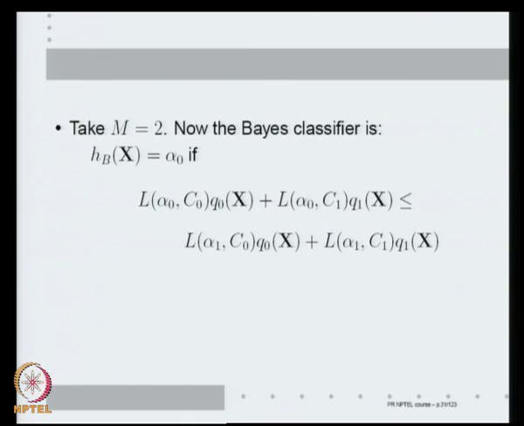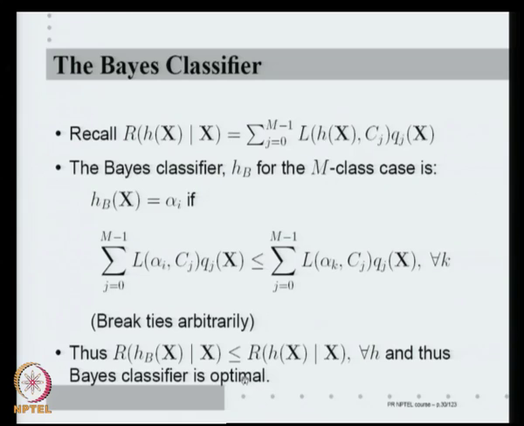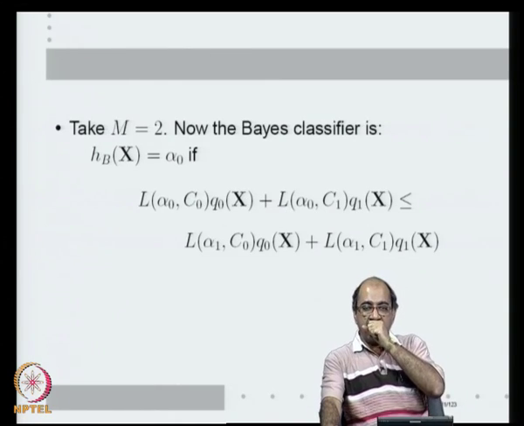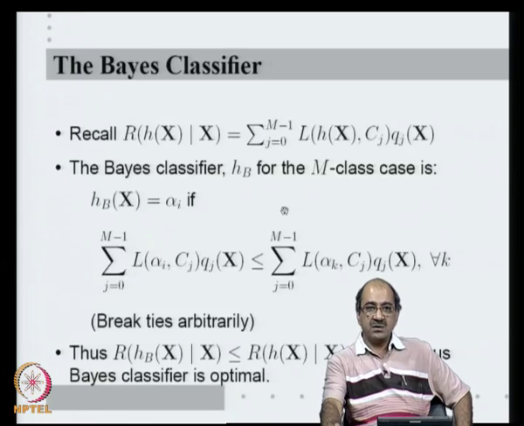Okay. So, let us take some special cases. We will start from this expression and explore the Bayes classifier for many special cases. Take m equal to 2. If there are only 2 classes, then the summation has only 2 terms, right, one for C0, one for C1. And h also has only 2 values, alpha_0 and alpha_1.